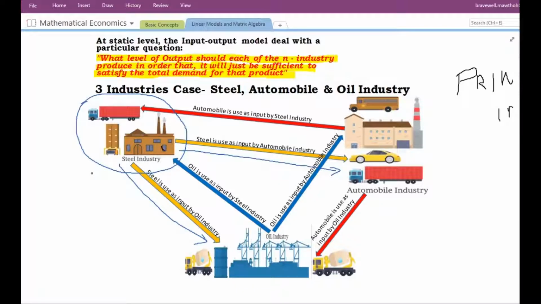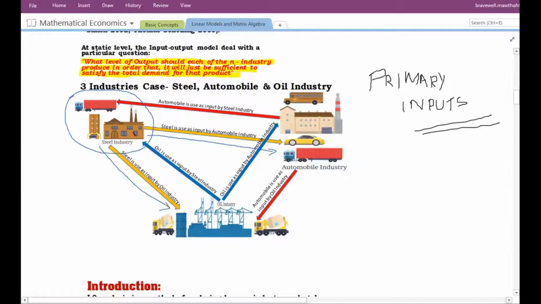How much the steel industry should produce depends on the total demand for it by the automobile industry and the oil industry. The input-output model says that the steel industry should produce that output level which is just sufficient to satisfy the total demand for it by the automobile industry and the oil industry. Remember that the automobile industry and oil industry use steel as an intermediate input. Automobile industry has its own primary inputs and oil industry has its own primary inputs. The primary inputs for automobile industry may be labor and other raw materials required for manufacturing automobiles. Similarly, for oil industry, it may be crude oil and several other raw materials.